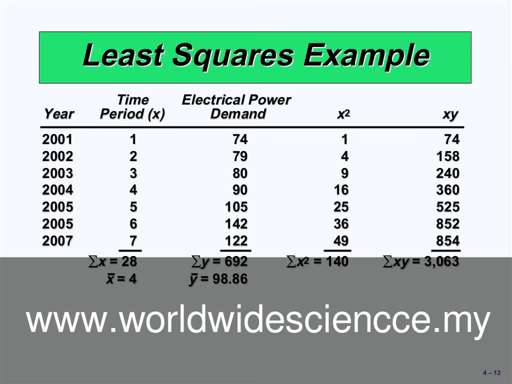X, okay, we should allocate number 1 to year 2001. We should allocate number 2 to 2002. We should allocate number 3 to 2003. And the time period is X here. It is the independent variable.